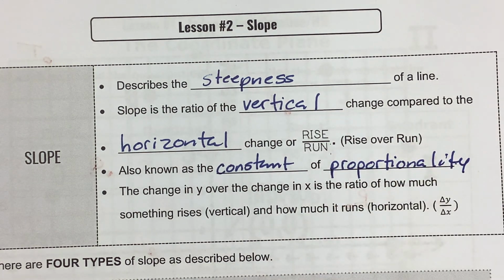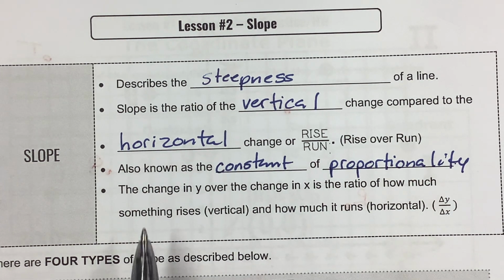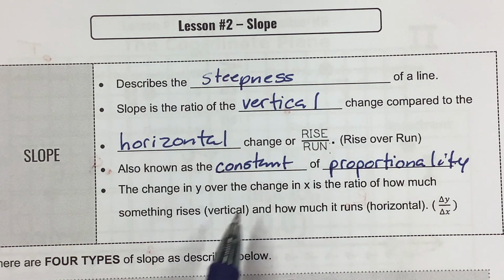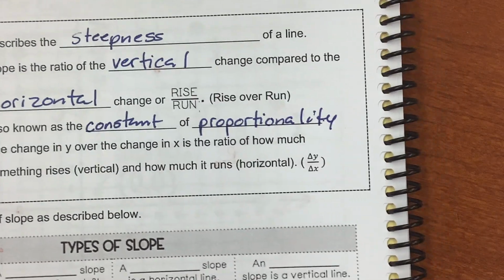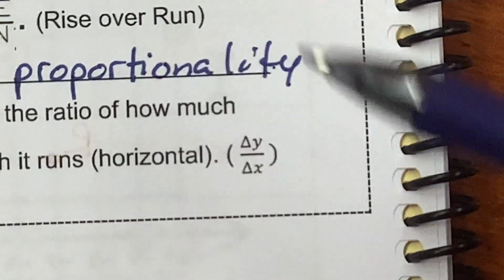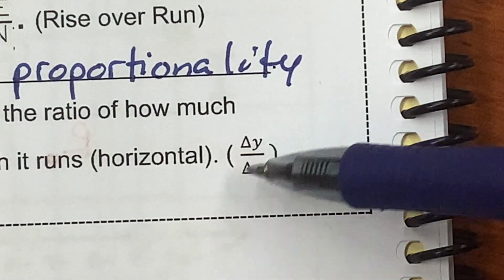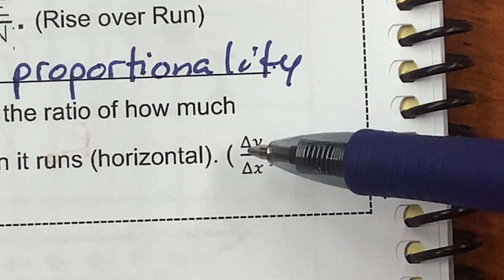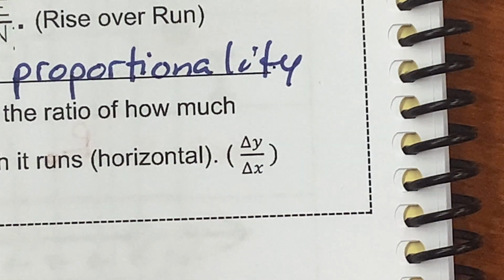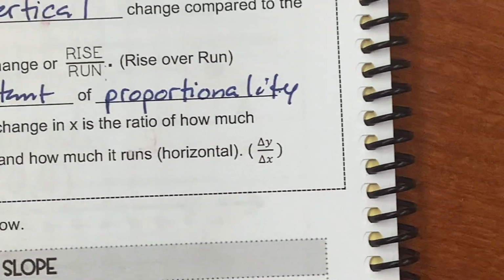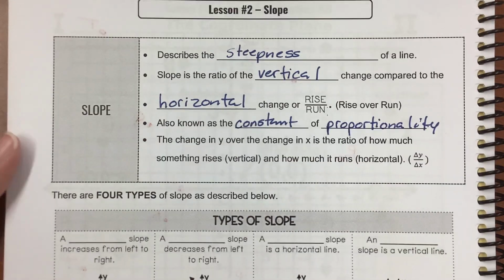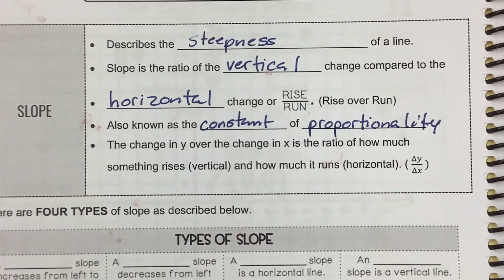Now that's a lot to say, and I think slope is a little bit easier, so let's just stick with slope. The change in y over the change in x is the ratio of how much something rises vertically and how much it runs horizontally. Now, I'm going to make this really big because I want you to see it clearly. It looks like a little triangle next to a y and a little triangle next to x. That's not a triangle. That's the Greek letter delta. So let's just write a little tiny bit about delta.